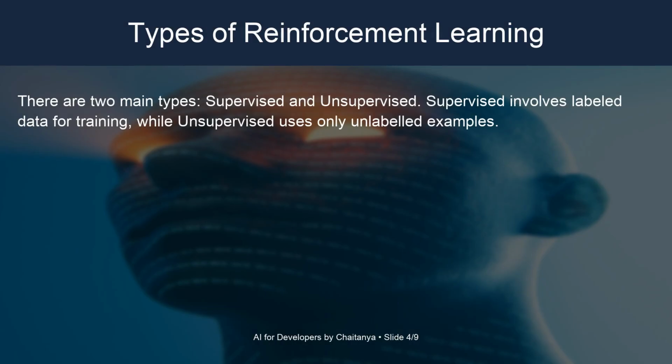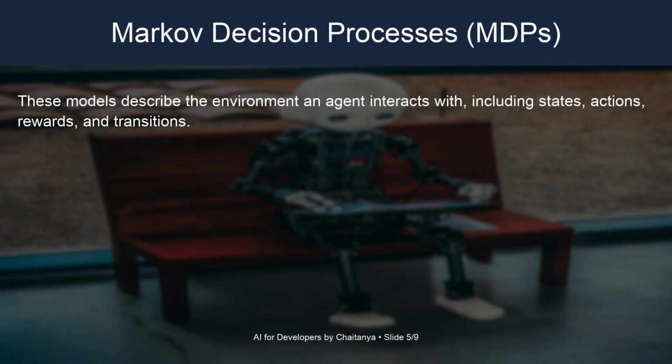There are two main types: supervised and unsupervised. Supervised involves labeled data for training, while unsupervised uses only unlabeled examples. These models describe the environment an agent interacts with, including states, actions, rewards, and transitions.